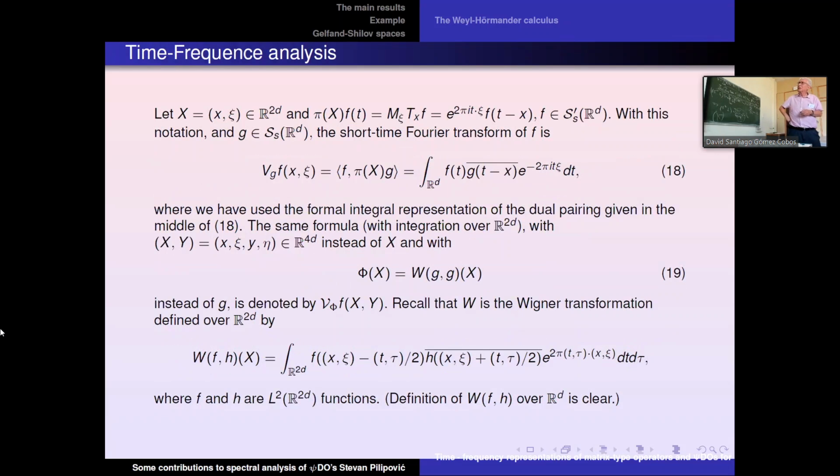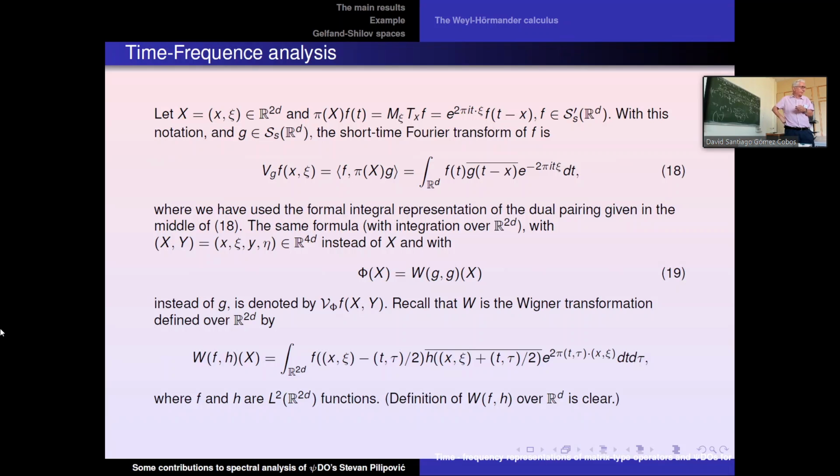Okay, so again I repeated this, what is p of x. This is just a package of translation and modulation, because with this we will make Gabor frames later. This is again written in another form, the short-time Fourier transform.